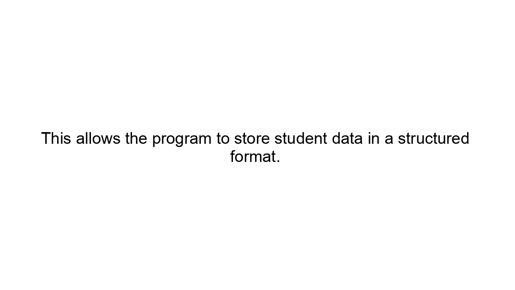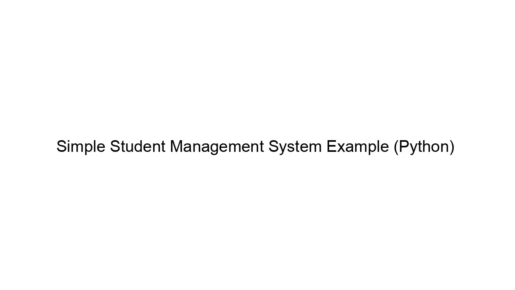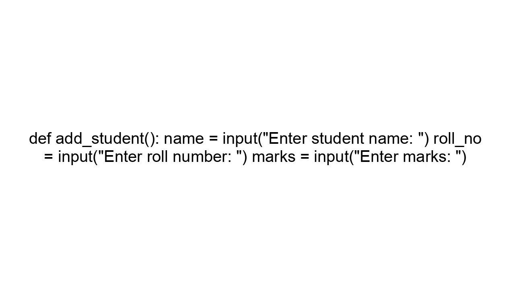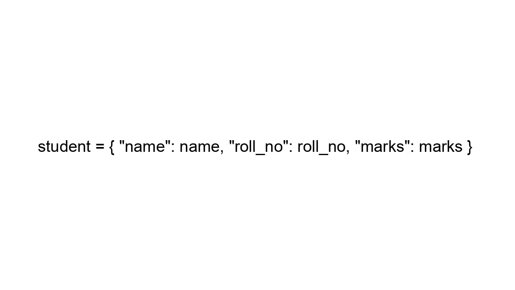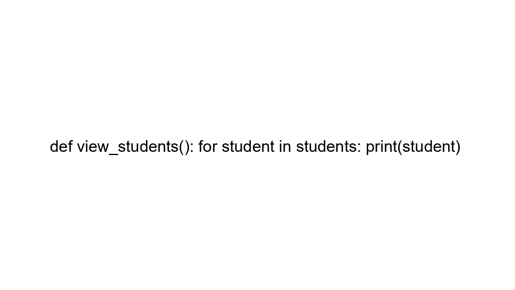students = [] def add_student(): name = input("Enter student name: ") roll_no = input("Enter roll number: ") marks = input("Enter marks: ") student = {"name": name, "roll_no": roll_no, "marks": marks} students.append(student) print("Student added successfully") def view_students(): for student in students: print(student) add_student() view_students(). This simple version allows users to add and view student records.